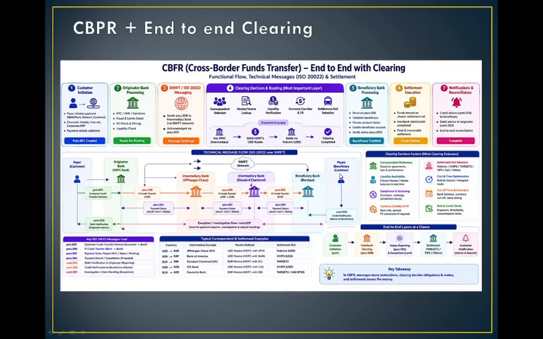There are many use cases that can be derived from this, which are not mentioned on this particular diagram, like cancellation of payment, recall of the payment, then cancellation acknowledgement. There are many other use cases also. Those use cases are already there in my other videos.